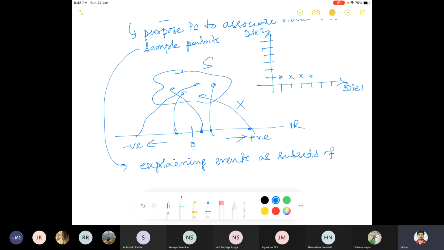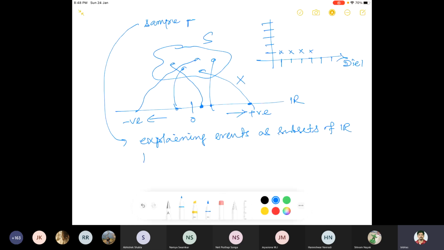Subsets of R, I mean subsets of the set of all real numbers, through this random variable X. This is the goal. And then we'll try to find out or calculate the probability of some of the events. And yeah, so this is what we discussed.